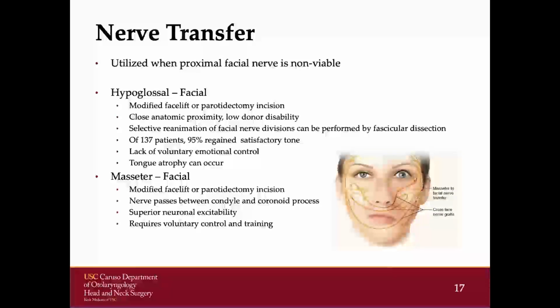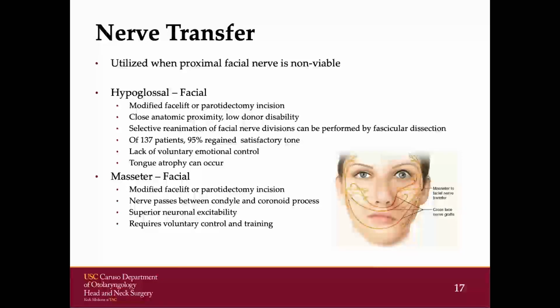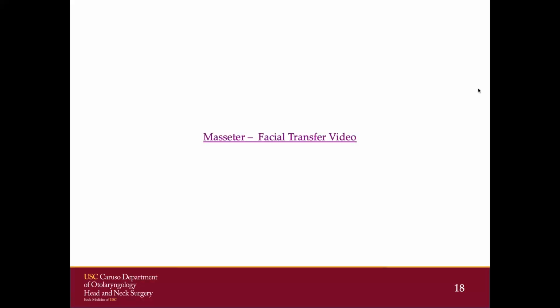For the masseter facial, the nerve is found as it passes generally between the condyle and the coronoid process. For the masseter, it requires voluntary control and training in order for you to express emotion. So I just want to play a quick video.